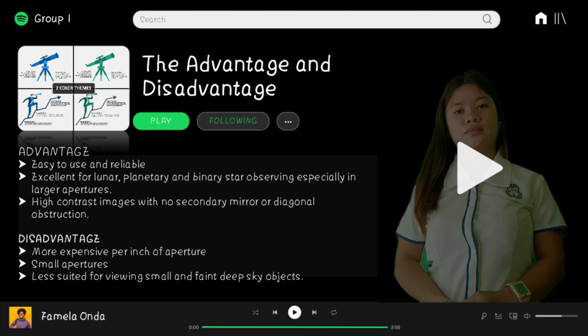The advantages and disadvantages. Advantages: first, it is easy to use and reliable. Excellent for lunar, planetary and binary star observing, especially in large apertures. High contrast image with no secondary mirror or diagonal obstruction. The disadvantages: more expensive per inch of aperture. With small apertures, it is less suited for viewing small and faint deep sky objects.